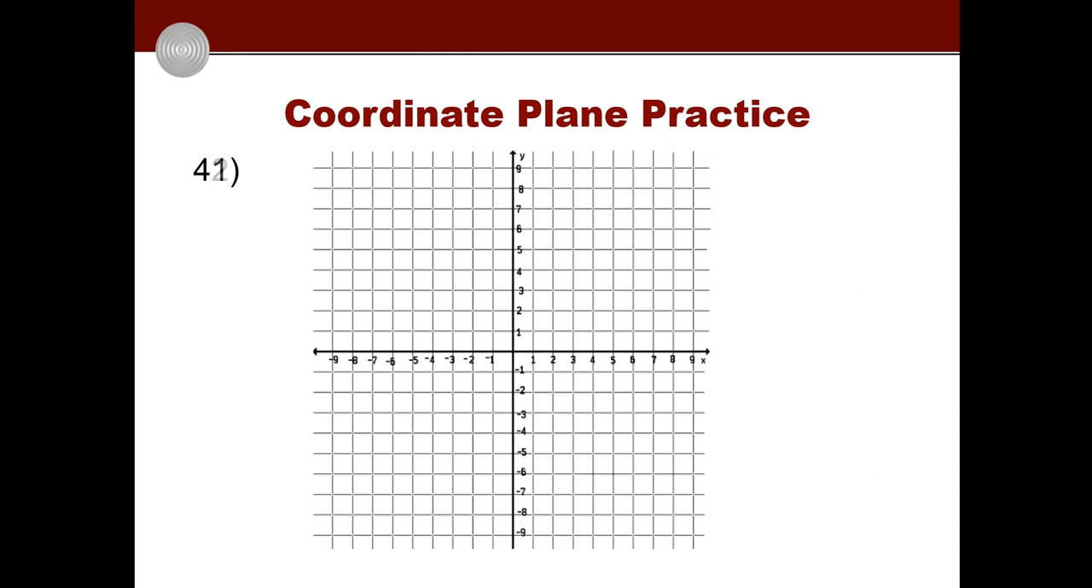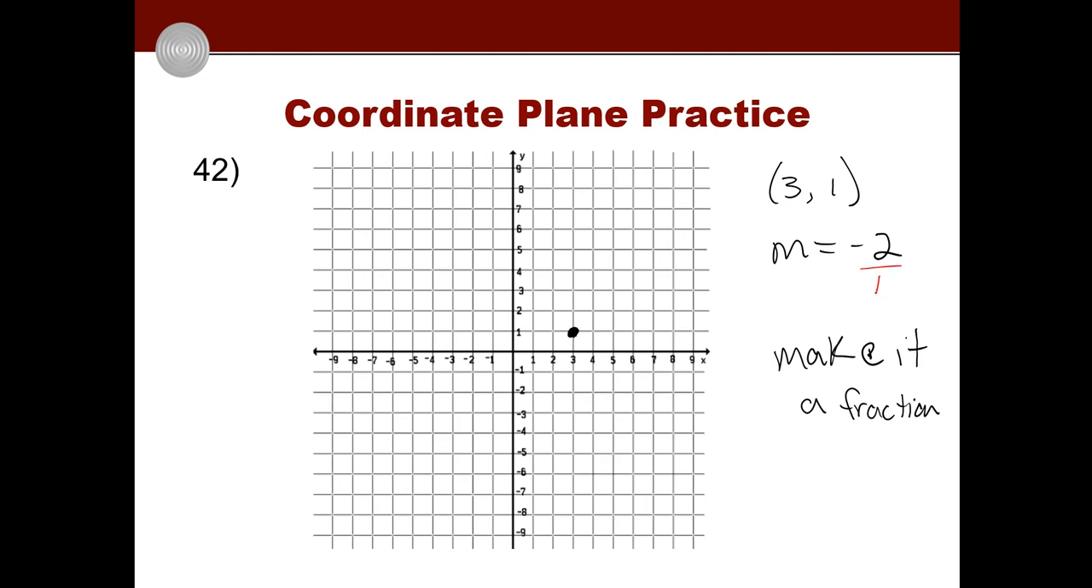Okay, 2 more. Number 42, we have the point 3,1 and a slope of -2. So we're going to start at our starting point, 3,1, and our slope is -2. Well, we only see one number there. That means I need to make it a fraction. The way I make a whole number a fraction is by putting it over 1. -2 divided by 1 is still -2.